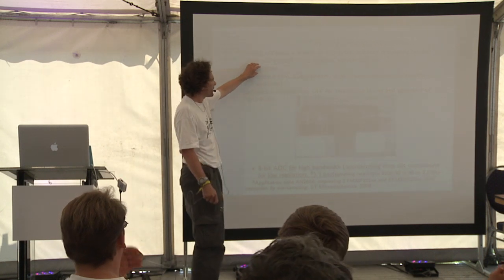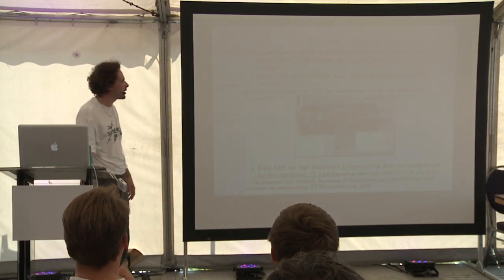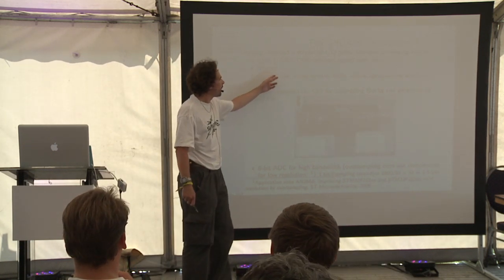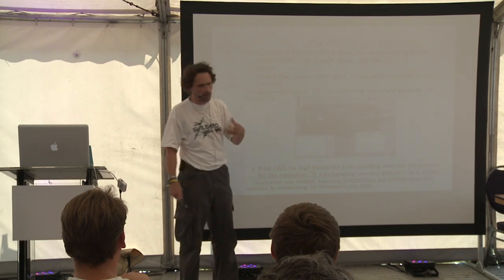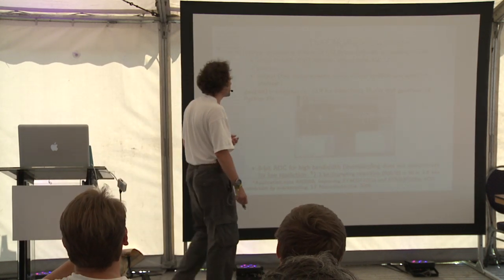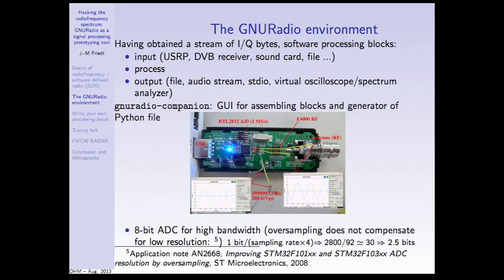Then you have all the processing blocks. That will be the core aspect of my discussion in the next 45 or 50 minutes. And then you have the output. An output might be a file, might be an audio stream, as we are going to see next. We can just listen to the radio. That's what you expect from a radio receiver. You can have an oscilloscope output. We can have a frequency synthesizer that is going to generate a radio frequency signal. So there's a whole range of things that you can do.